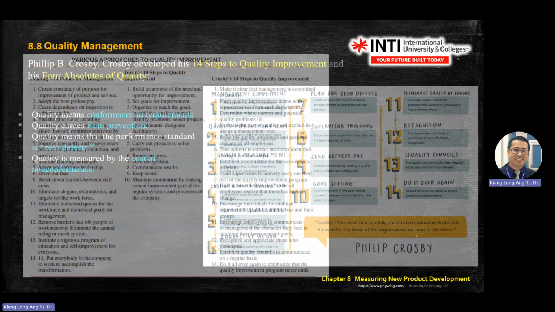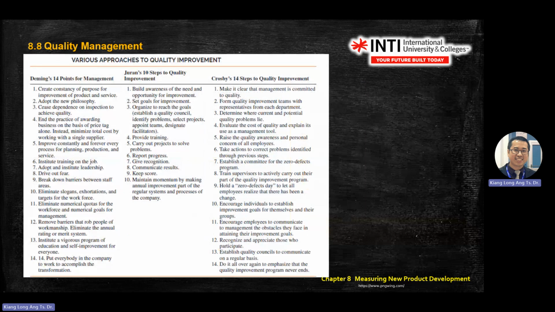What else? Okay. So this is also an important table. If this one comes out, I will tell you. But just go read through at the moment. So there are three gurus here: Deming, Juran, Crosby, quality management.